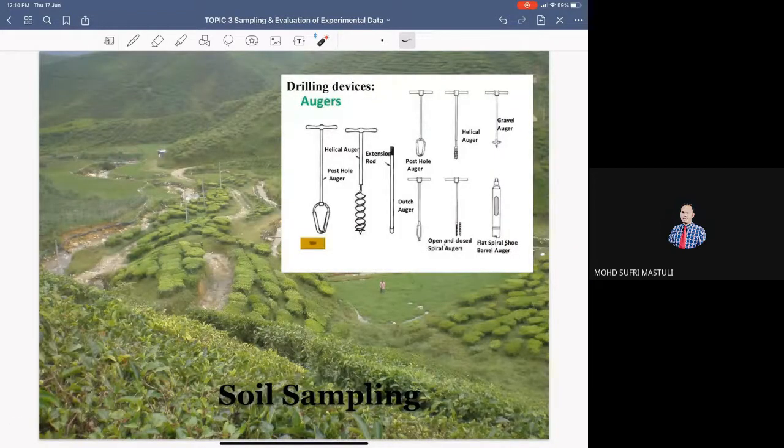So these are several examples of augers. An auger is a drilling device. It can come in different shapes of auger. It can be a post hole auger, or helical, or we can use an extension rod, or what else? Gravel auger, open or closed spiral, or a flat spiral barrel auger. So there are many types of tools or apparatus available for soil sampling.